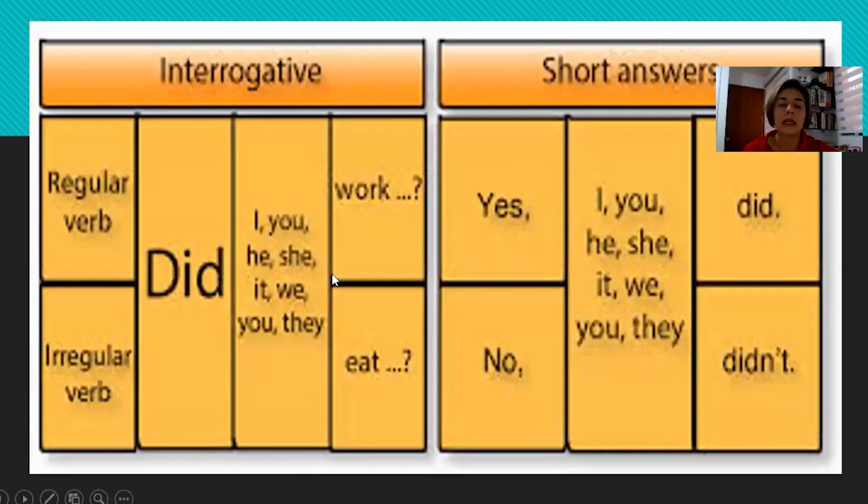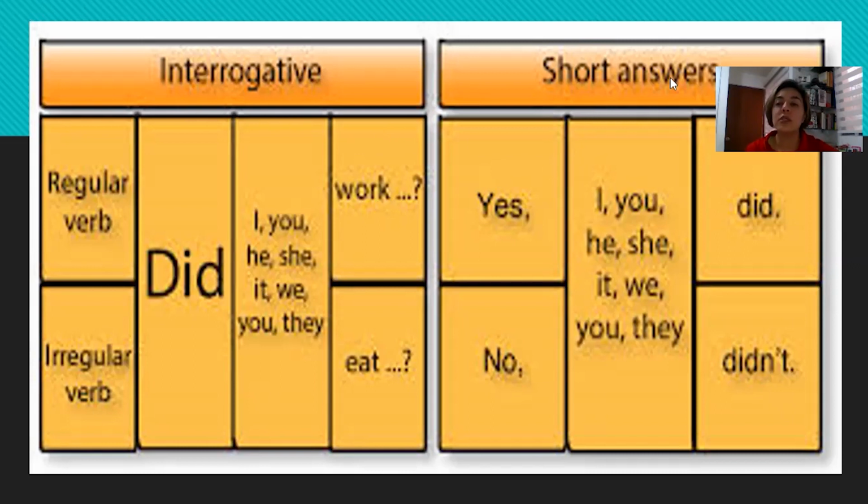Remember that? Exactly. So this is like a summary. Yes, because the auxiliary did is for regular verbs or irregular verbs. Okay? For example, work is a regular verb. What is the past tense? Worked, worked. And the past tense for eat, ate, etc. But in the case for the question, remember, subject, and then you have the verb work.